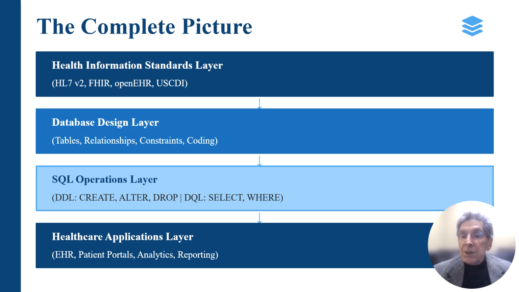Data flows through these layers. Standards inform how you design your database. Design determines what SQL you can write. SQL powers the applications that users interact with. So it's important that you understand all four layers. That's what makes a health informatics professional effective. You can see from standards requirements down to SQL implementation and back up to user-facing applications.